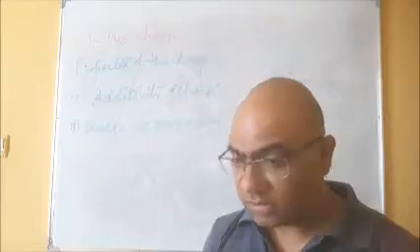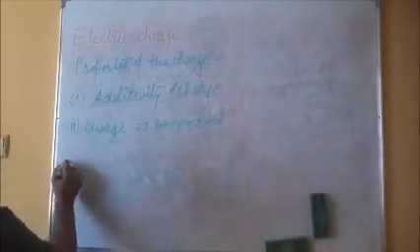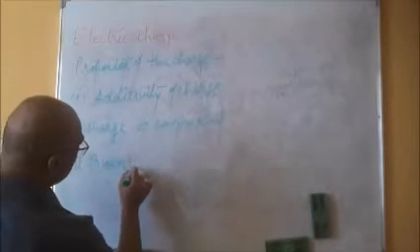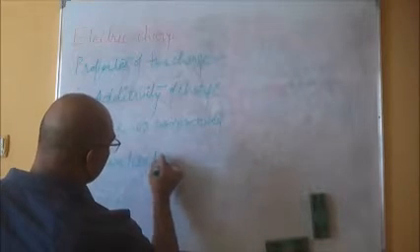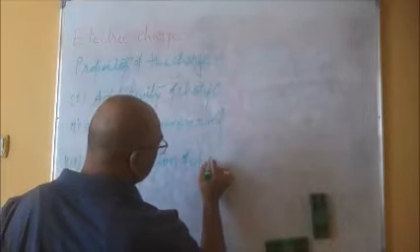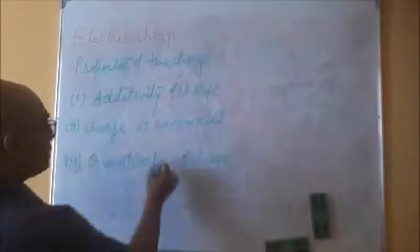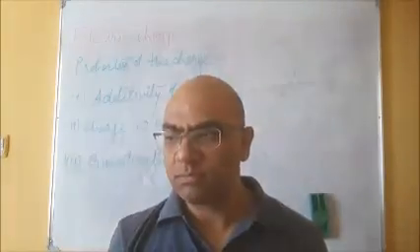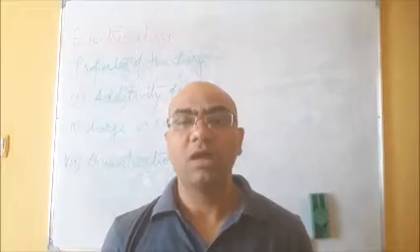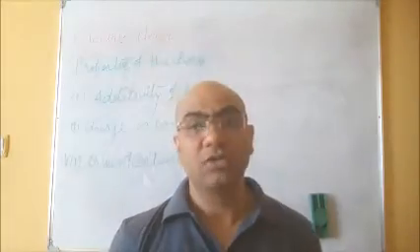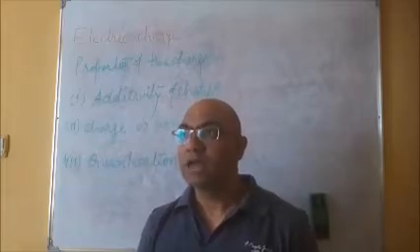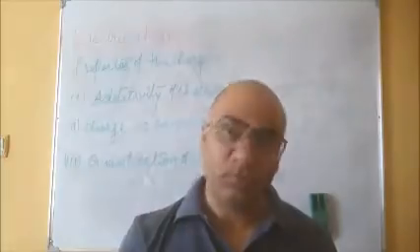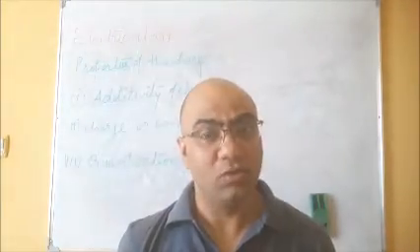Third is quantization of the charge. As I told you, the smallest unit related with charge is the charge on an electron or the charge on a proton. The charge on one electron is 1.6 times 10 to the power minus 19 Coulomb. Similarly, on a proton it is 1.6 times 10 to the power minus 19 Coulomb.